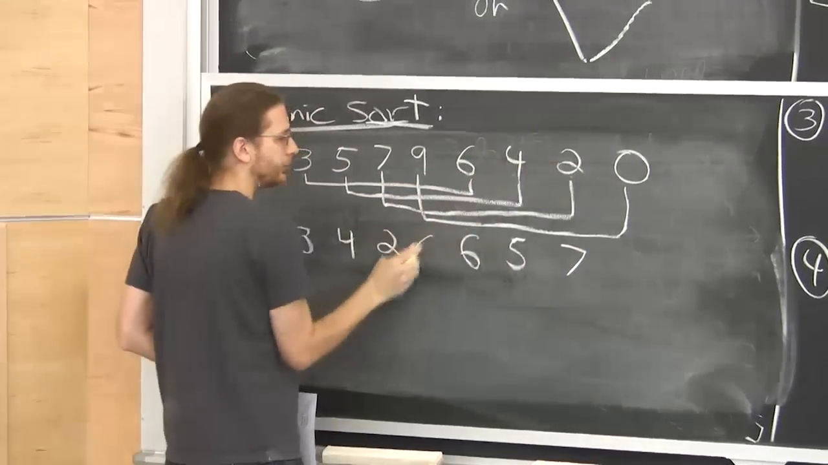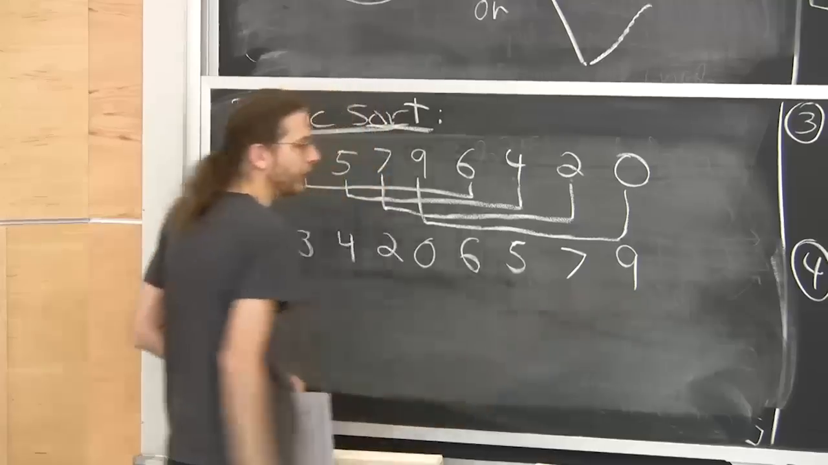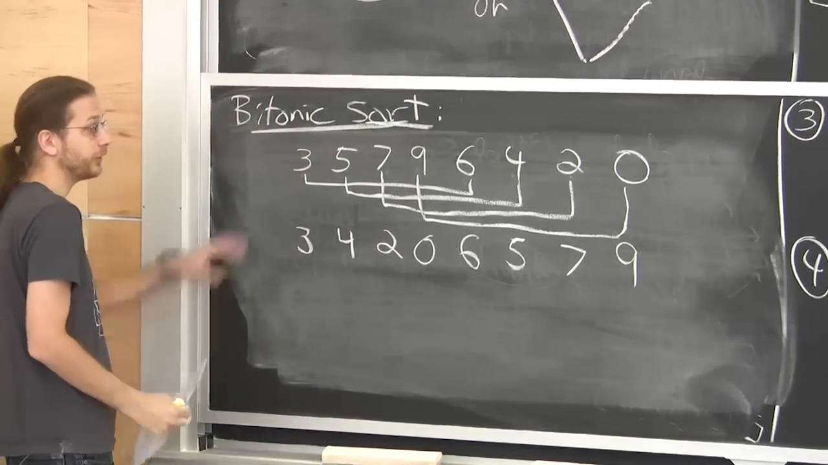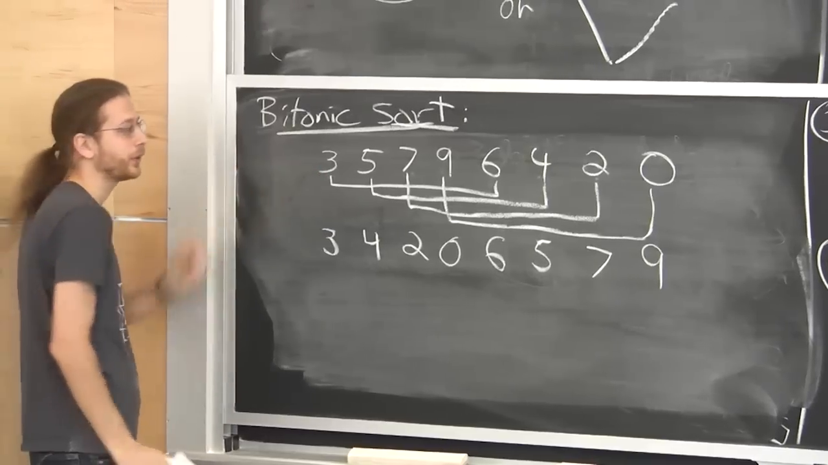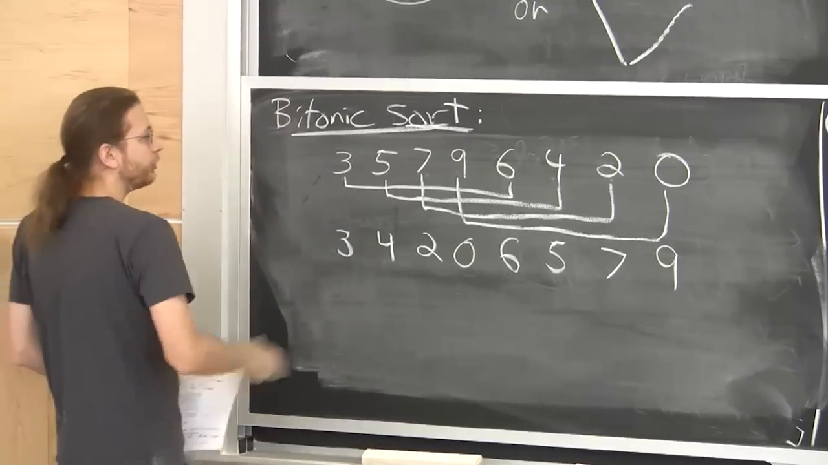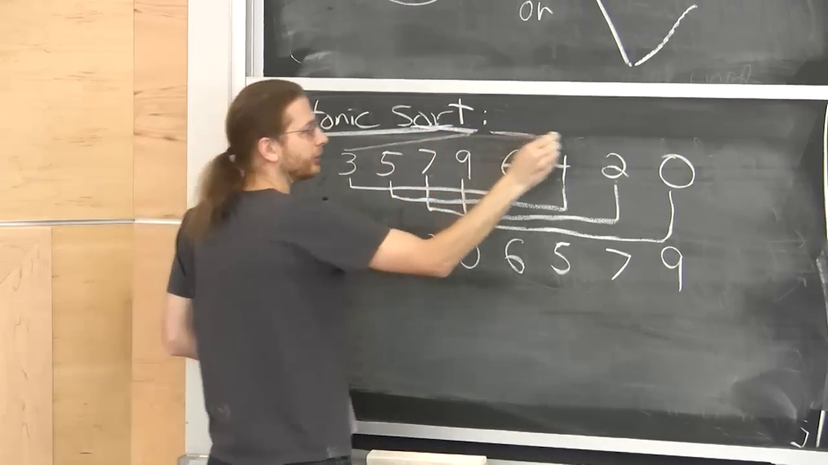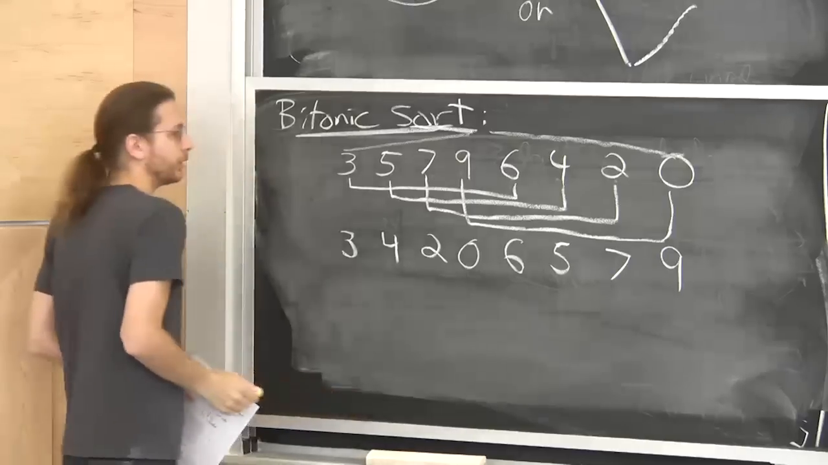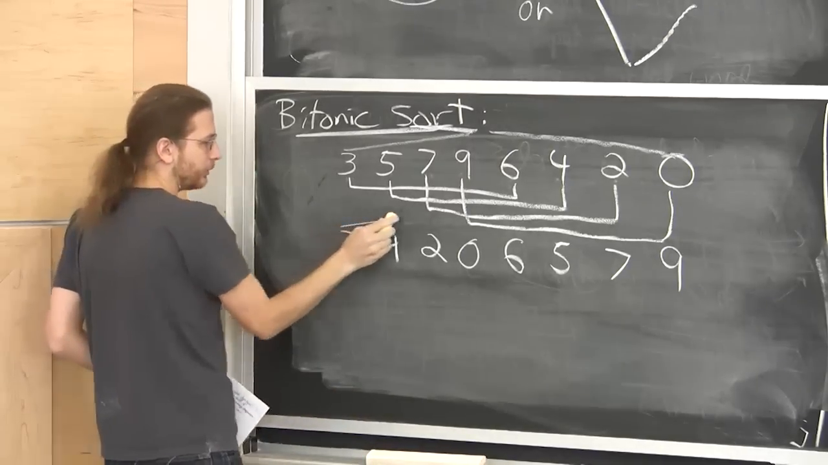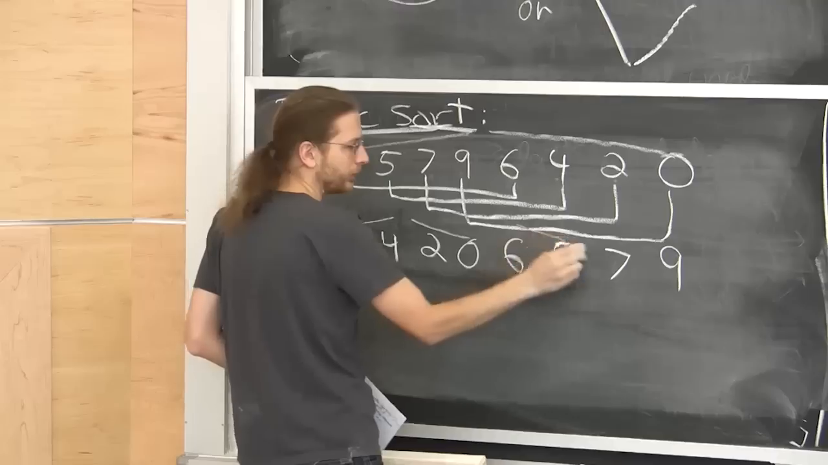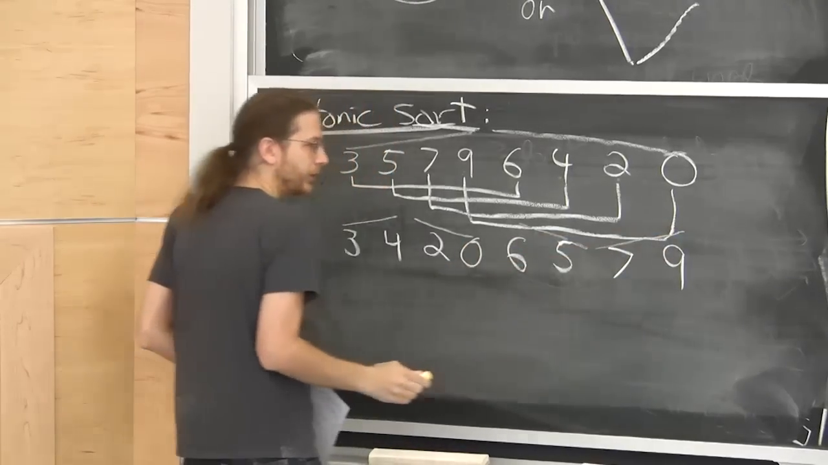9 versus 0, so 0's over here, 9's over there. Okay, that's an easy set of comparisons to do. The nice thing is you can do all those in parallel. Okay, just to check here, this was a monotone increasing subsequence and then a monotone decreasing. Okay, now we have increasing, then decreasing, and then we have decreasing, then increasing.